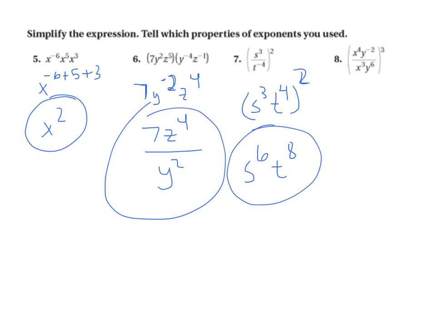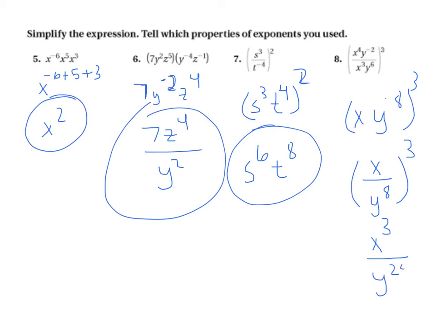So remember, try simplifying inside first. So 4 minus 3, that's x, just x. Negative 2 minus 6, that'd be y to the negative 8th, to the third. But how do I make that positive? I move it down to the third, so I get x to the third, y to the 24th.